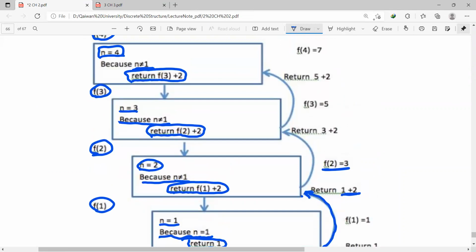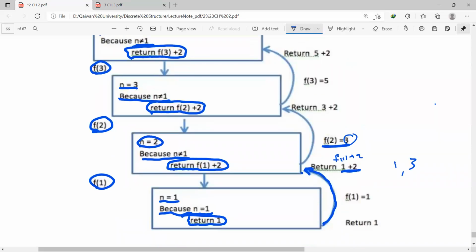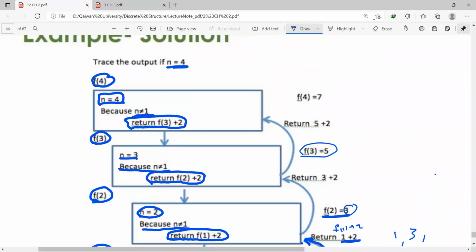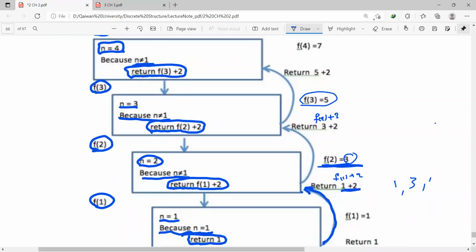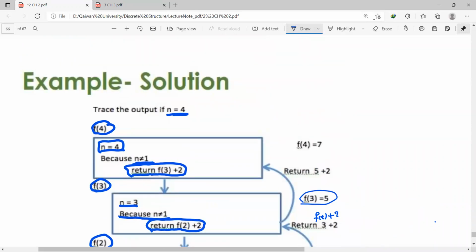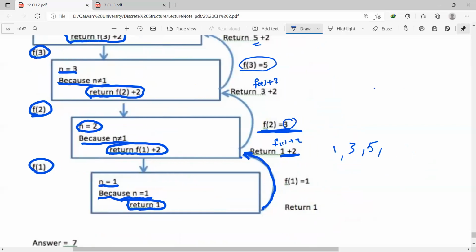So the first term is 1, the second term is 3, and the third term, f of 3, is 5. How? It is f of 2 plus 2. f of 2, you found before, is 3. So 3 plus 2 is 5. For the fourth term, it is f of 3 plus 2. f of 3 is 5, and 5 plus 2 is 7.